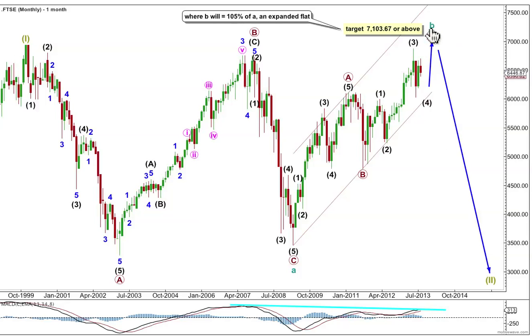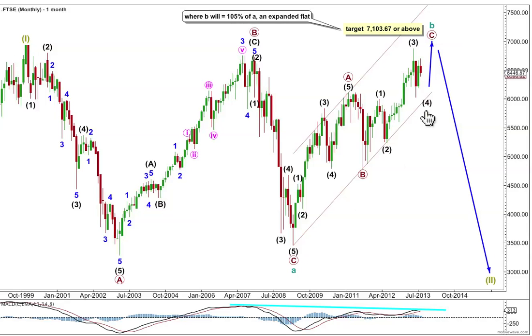If cycle wave B is over 105% the length of cycle wave A, that's achieved at 7103.67 or above, then the whole structure at supercycle degree would be an expanded flat, and I would then expect cycle wave C to be 1.618 the length of cycle wave A. If cycle wave B fails to reach 105% the length of cycle wave A, the whole structure would be a regular flat, and the target calculation for cycle C would be where it reaches equality with cycle A.